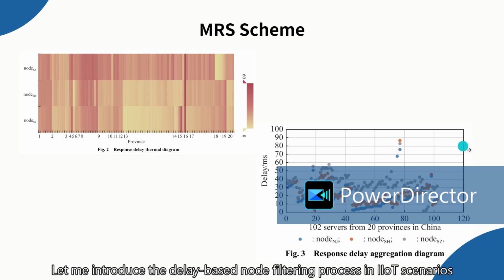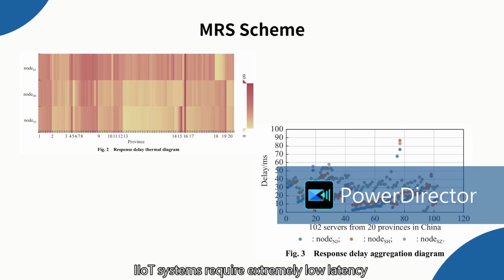Let me introduce the delay-based node filtering process. In IoT scenarios, IoT systems require extremely low latency and fast response to maintain their operations efficiently. However, the default Kubernetes scheduling strategy does not consider the physical location of pods. This can result in high communication delays between nodes and the IoT working environment if all data storage, processing, and responses rely entirely on remote cloud servers. The system's latency will become unacceptably high for IoT applications.